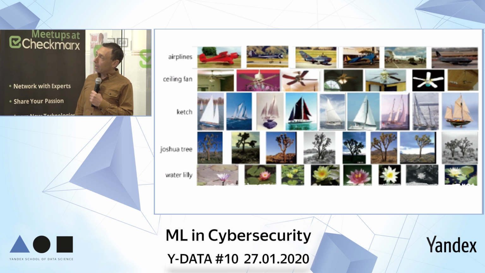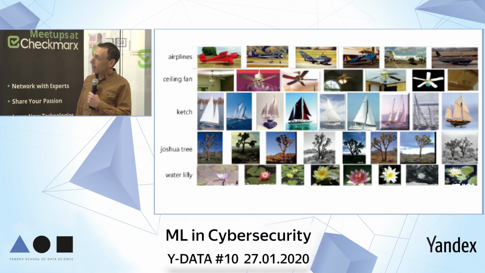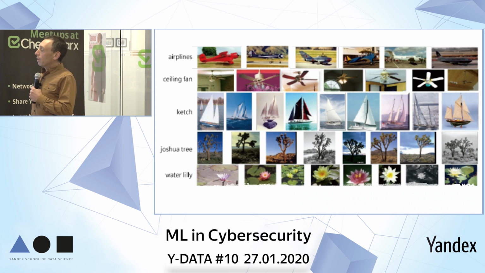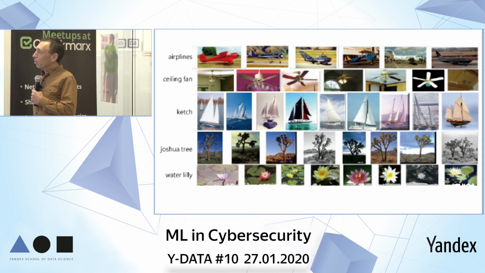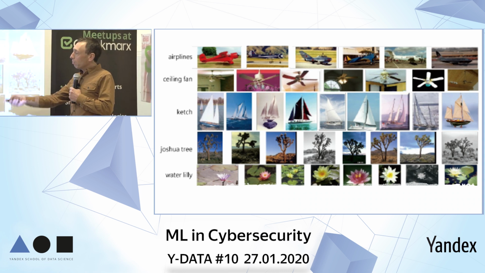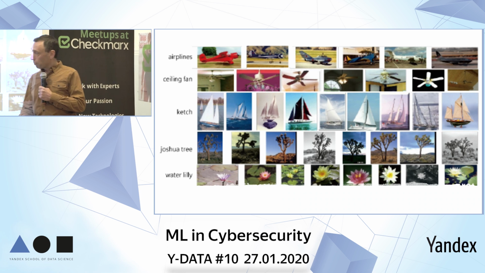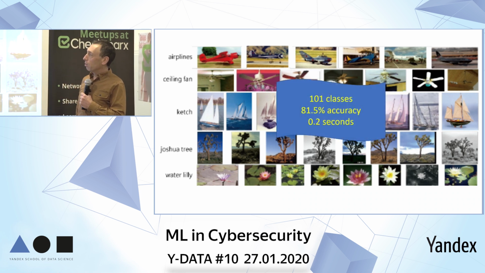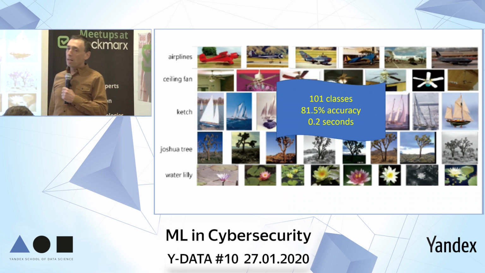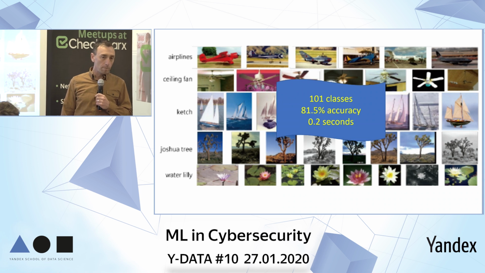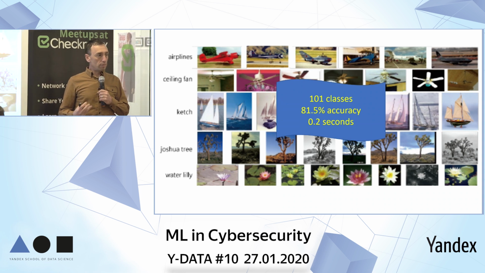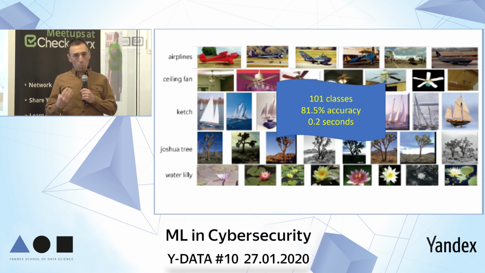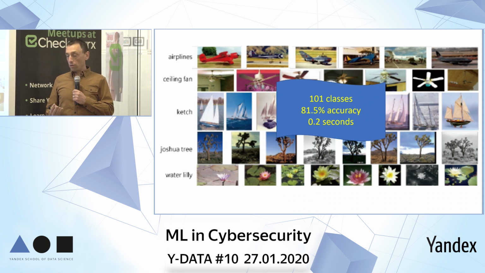We can also do these days even more complicated tasks. For example, MNIST is kind of the simplest task of them all. But now we can look at a task like predicting objects from an image. Here we have about 100 classes. We can get to 80+ accuracy and make a prediction in a fraction of a second. It's a little bit cheating because we're using transfer learning here. But still, the idea is that it's becoming more and more realistic to use these kinds of tools.